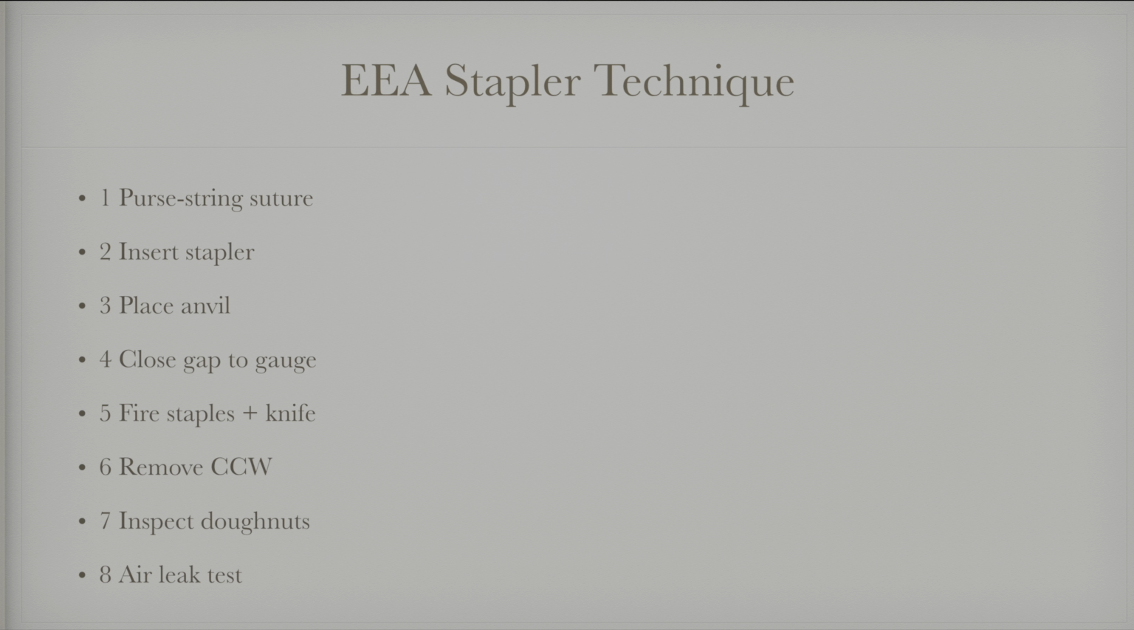End-to-end anastomosis stapler technique: a purse-string suture is applied. The stapler is inserted. An anvil is placed. The gap is closed to gauze. The staples are fired and the knife cuts the excess tissue. Remove the stapler counterclockwise. Look for the donuts, and an air leak test needs to be done.